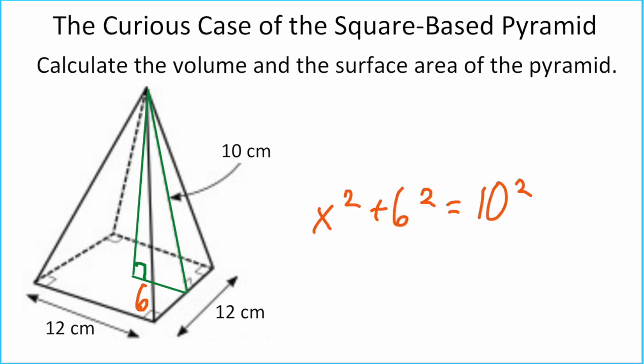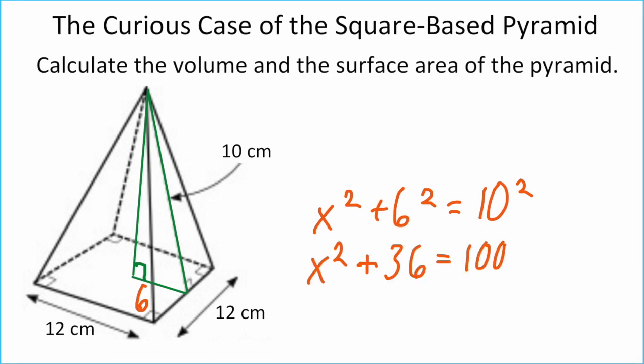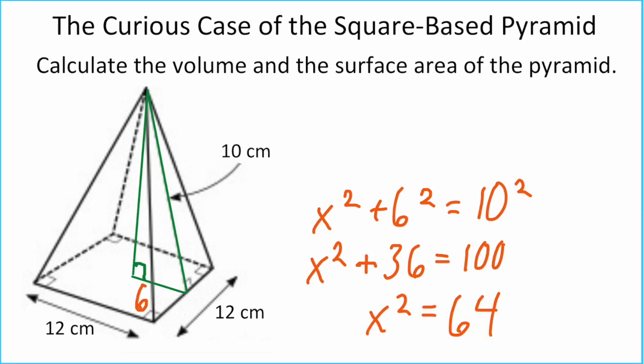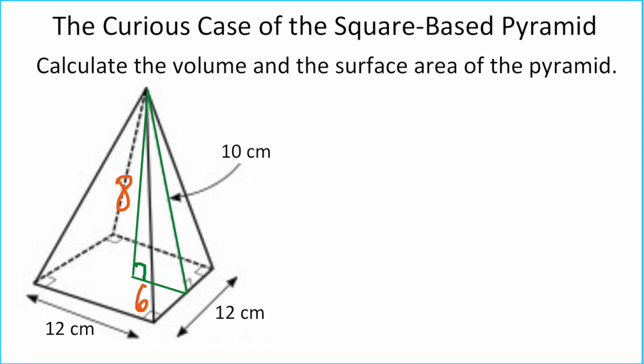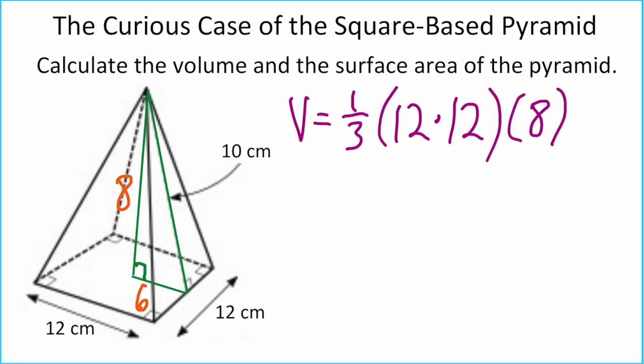So we have x squared plus 6 squared equals 10 squared, and that gives us x squared plus 36 equals 100. Subtract, and we get x squared equals 64, another perfect square, so x is 8. So I'll mark our diagram and erase to make some space. Volume is 1/3 times the base of 12 times 12 times the height of 8. We need the height of the pyramid, not the height of the right triangle on the face. That leads us to 384.